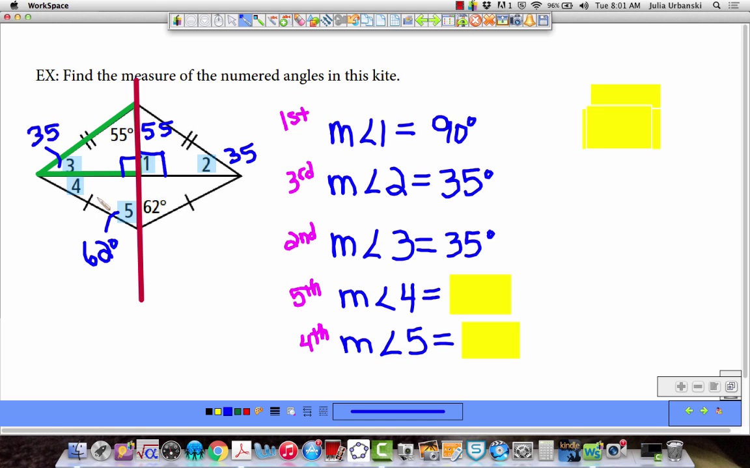Those are the ones that are equal to each other. And then the last one to figure out is angle 4. It's not 35 because this one is not the one that's getting bisected. How would I find angle 4?